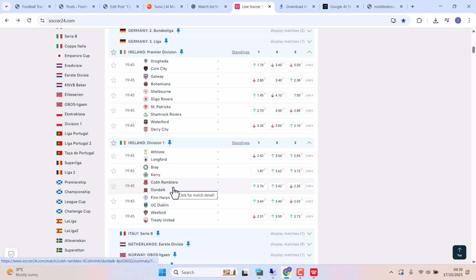Cove Ramblers and Dundalk is a top 2 clash in the Irish First Division. Not going to be researching this one. It tends to be form lines or not at all. St Pat's and Shamrock Rovers is a derby style match as well. I won't be researching this one. Neither will the market makers, quite clearly. 2.7 the favourite.